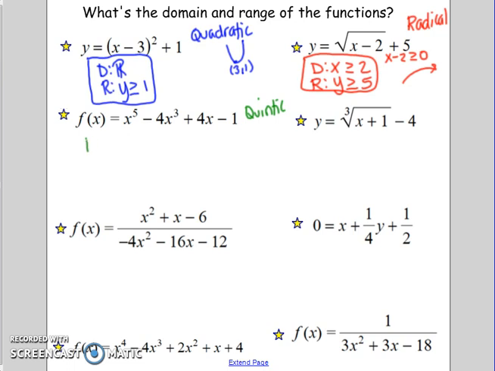The next function is a polynomial, and it's a quintic. So when you have a quintic, domain and range are all real numbers. Okay, and the next one is a cube root function. So if you have a cube root, domain and range are again all real numbers.